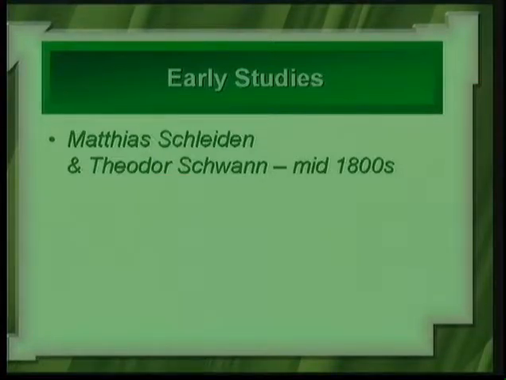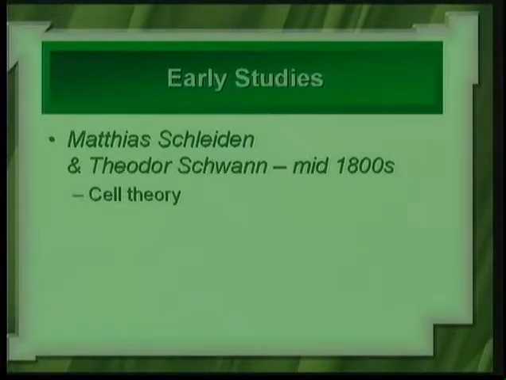So by the mid-1800s, there were a botanist and a zoologist. Botanist studies plants, zoologist studies animals, and these two men are known as Schleiden and Schwann. Okay, they worked in the mid-1800s, and optics had progressed to the point that you could actually see things in greater detail. So by the mid-1800s, they had enough data to put together something that we now call the cell theory.